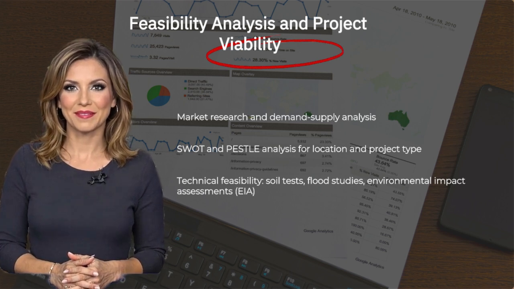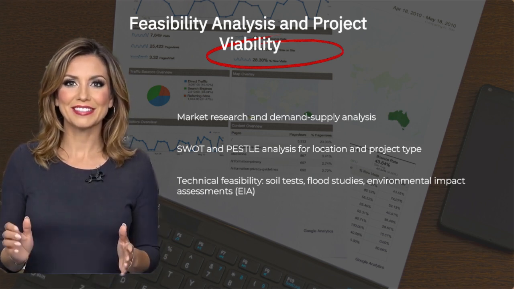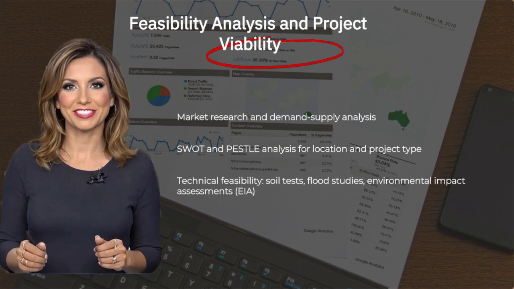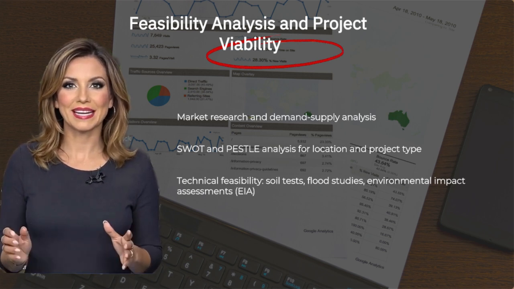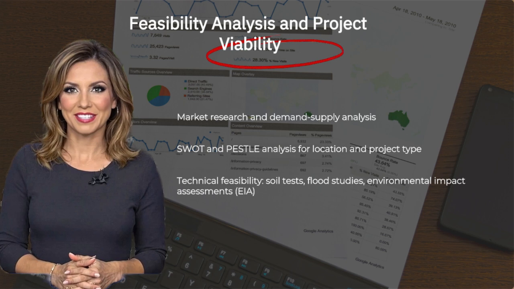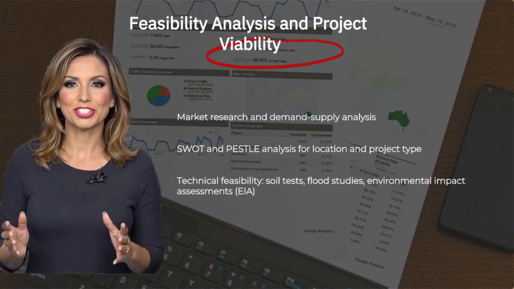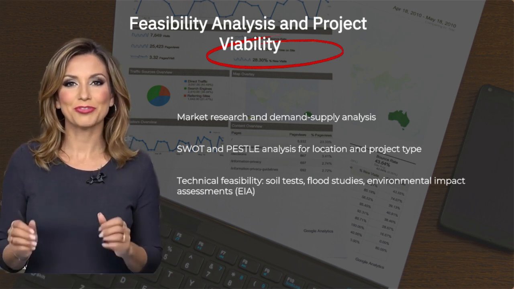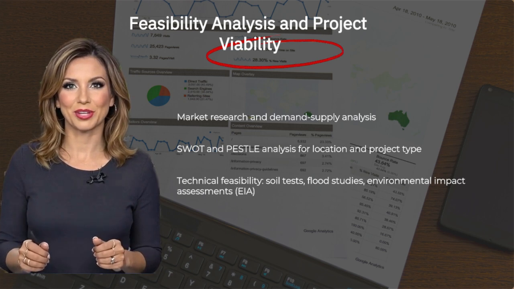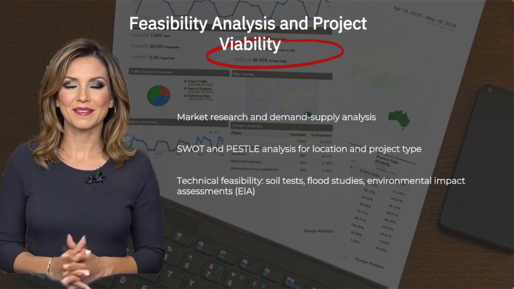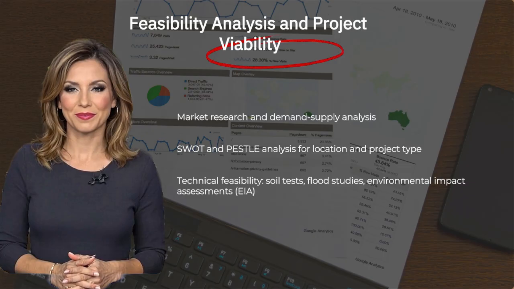Feasibility analysis and project viability. Market research and demand-supply analysis; SWOT and PESTLE analysis for location and project type. Technical feasibility: soil tests, flood studies, environmental impact assessments, EIA. Financial feasibility: cost-benefit analysis, cash flow projections, break-even point. Social feasibility: impact on community, displacement risks, affordability index.